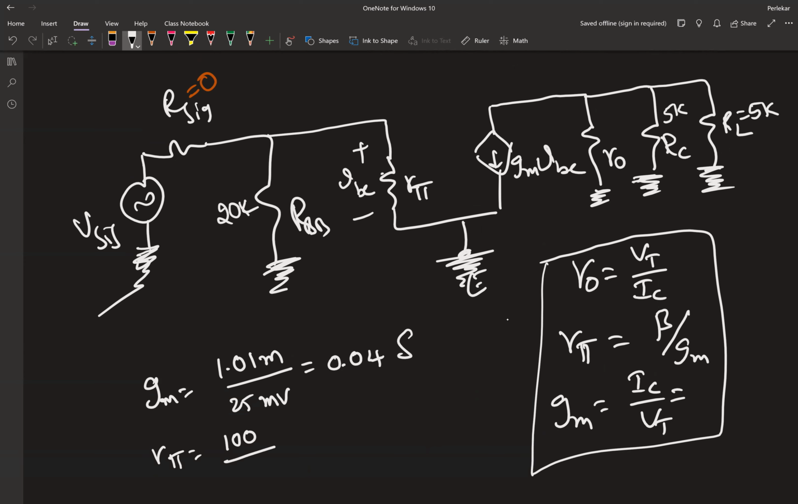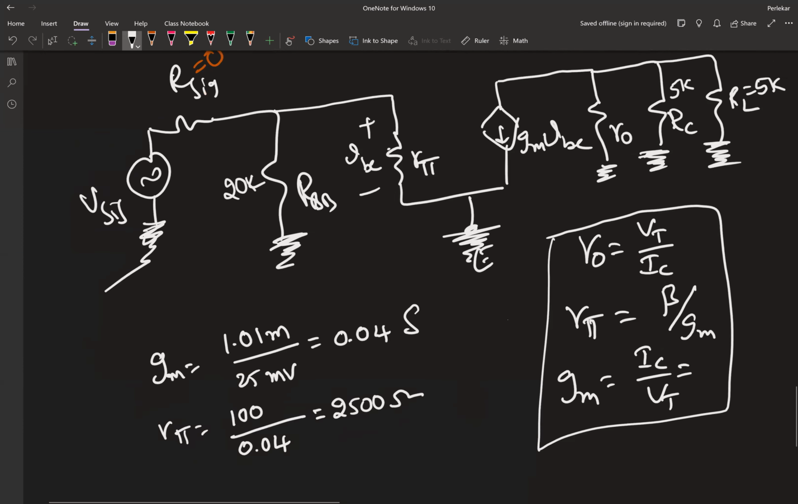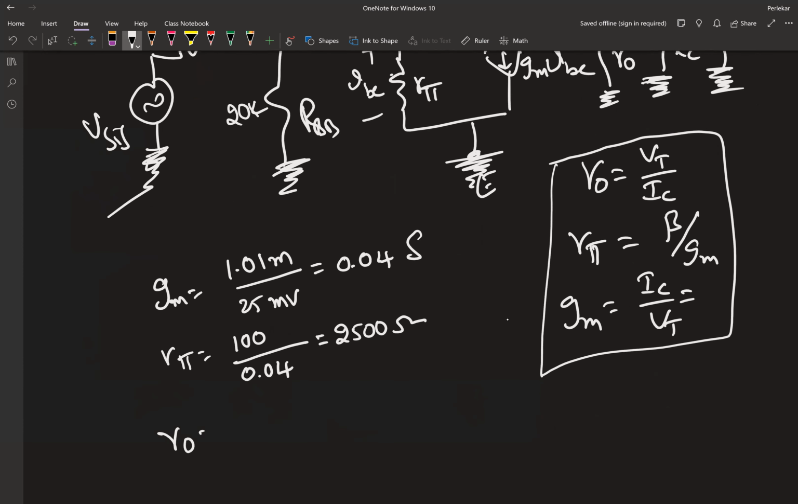Now R pi equals beta over 0.04. Beta we have 100 and GM equals 0.04. What is this value, guys? Approximately 2500 ohm. Now R naught, that's the internal resistance of the transistor. That's VT over IC. VT is usually given by the manufacturer. That's 100 over IC, which is 1.01 milliampere. So this is approximately 100K.